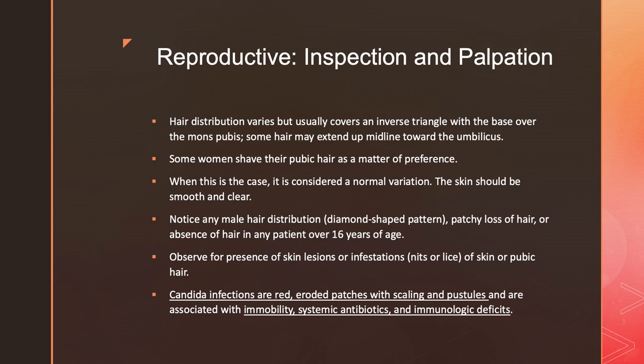All right? Know that candida infections are red. Know that there are eroded patches with scaling and pustules, and this is not a normal finding. Notice that it's also associated with immobility, systemic antibiotics, and immunologic deficits. Know those things. All right? You're going to have to, in a lot of these scenarios, find the abnormal finding. So you need to know the difference between what is and what isn't. And sometimes it might surprise you. All right, next slide.